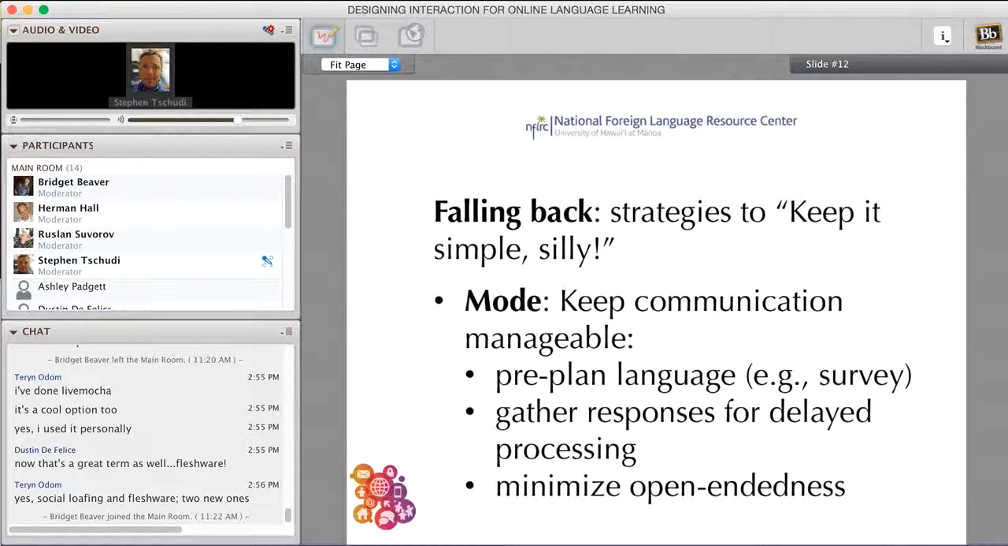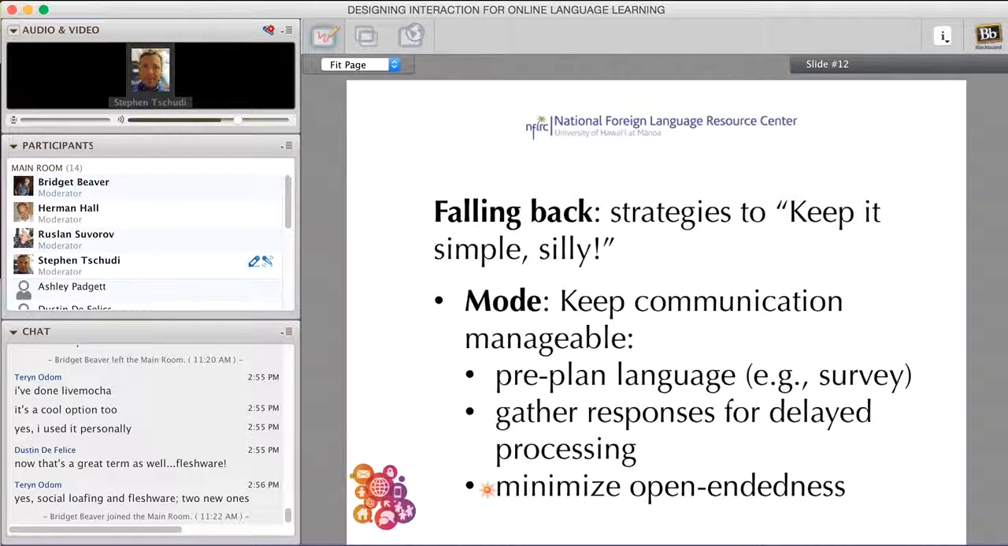And so the communication is in the form of them presenting a survey and then interpreting the results of the survey. There wouldn't be any one-on-one conversational interaction. Your communication would be in those other modes, presentational and interpretive. And another one, so then you're gathering responses for delayed processing. The survey responses become the language that your students are accessing rather than having to process it in real time.